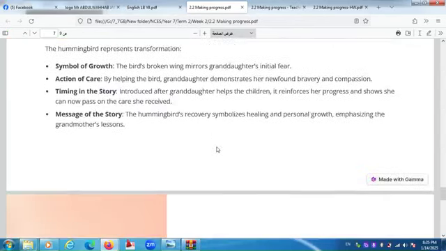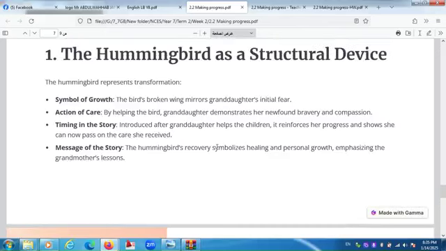And what's the connotation, or the meaning, of the hummingbird? The hummingbird is a representation or a symbol of growth because the bird's broken wing mirrors the granddaughter's initial fear. The hummingbird is an action of care because the hummingbird is weak and it needs care. So by helping this bird, the granddaughter demonstrates her newfound bravery and compassion.